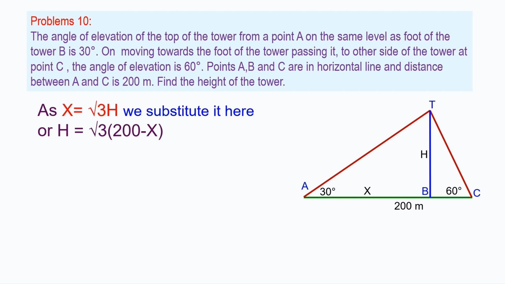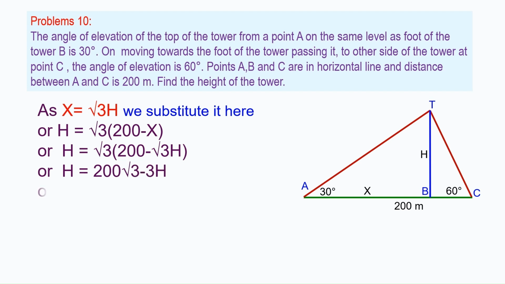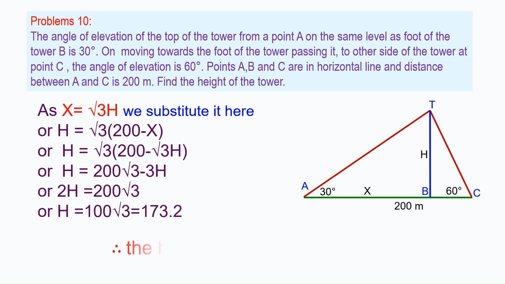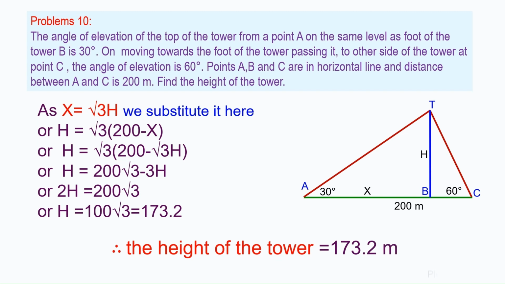Solving it further by replacing x equals under root 3 times h in h equals under root 3 times (200 minus x), we get h equals 173.2, or the height of the tower equals 173.2 meters.